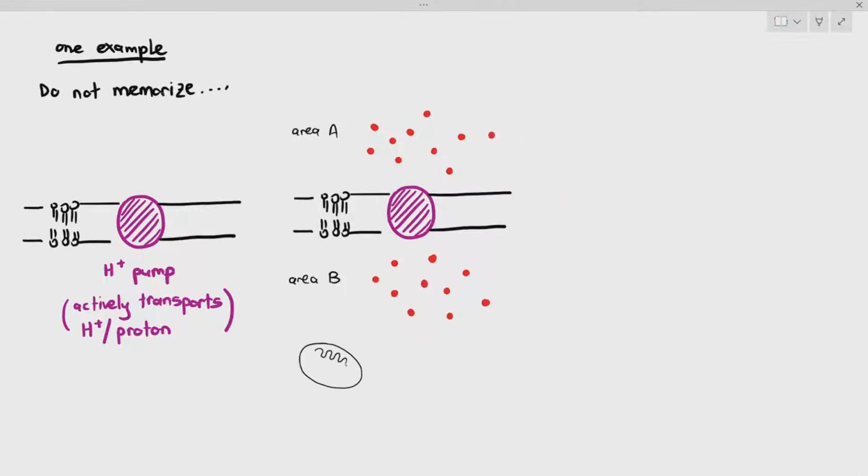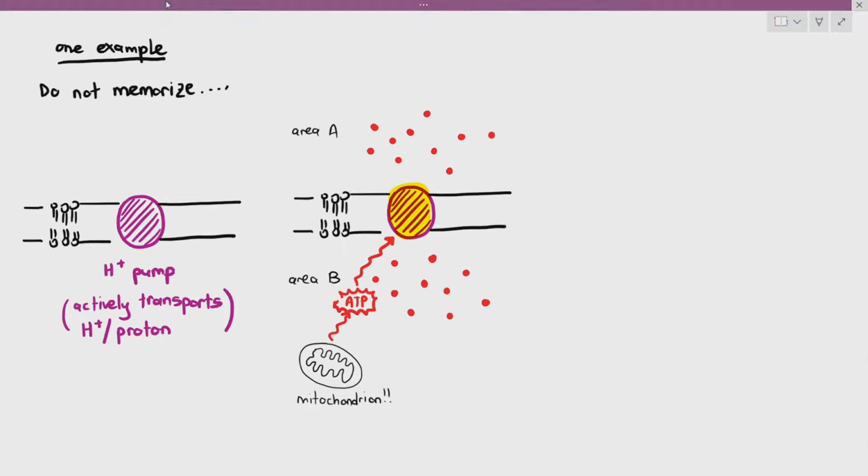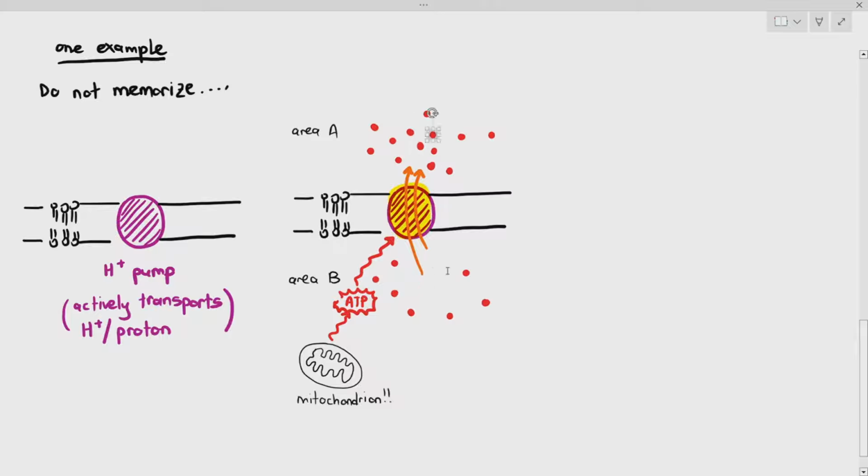So what happens then is the mitochondrion within the cell will generate something called ATP, and the ATP will power the hydrogen ion pump, which will actively transport the hydrogen ions from B to A against the concentration gradient. From a lower concentration, first it was equal, but then as more hydrogen ions go through, it will move from a lower to higher concentration, or against the concentration gradient.